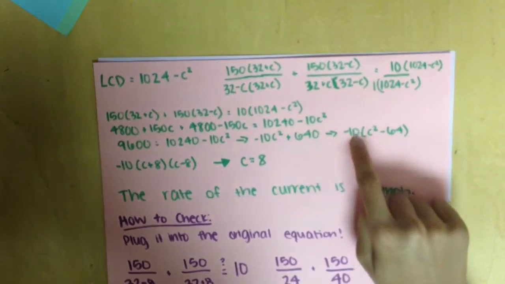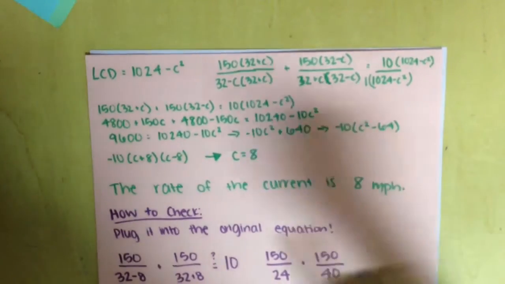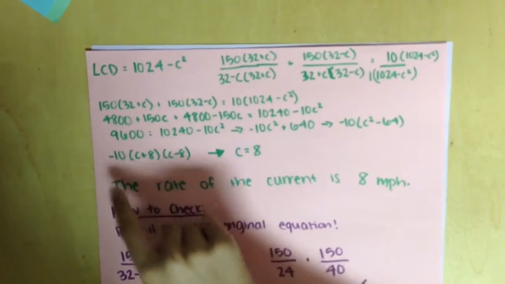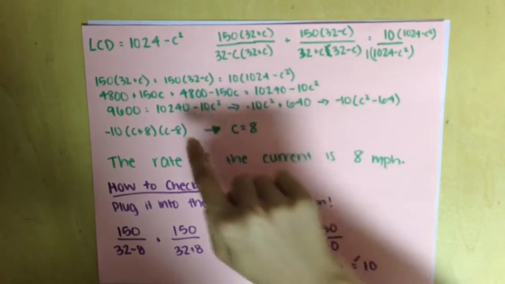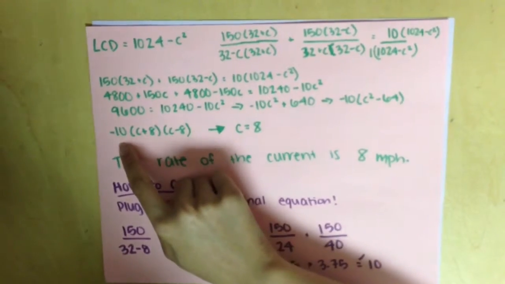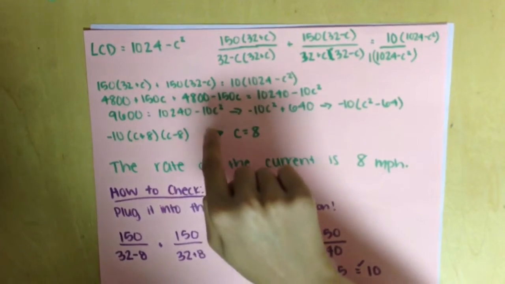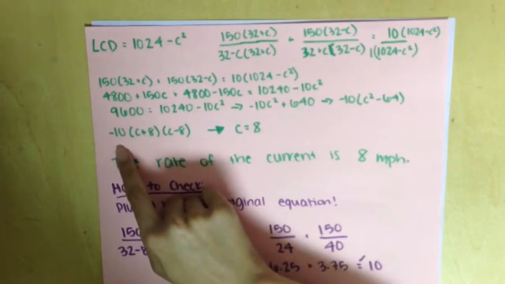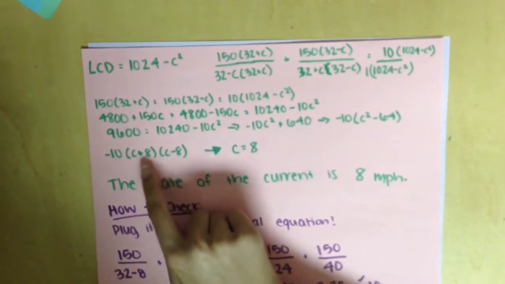Factor out a negative 10 and you get c squared minus 64, which due to the difference of perfect squares factors into c plus 8 and c minus 8. This whole equation, having started as a quadratic, is equal to 0. If you isolate the separate parts and set them equal to 0, we'll get c. Negative 10 does not equal 0, so you can't do that. C plus 8, if you set it equal to 0, you get c equals negative 8.